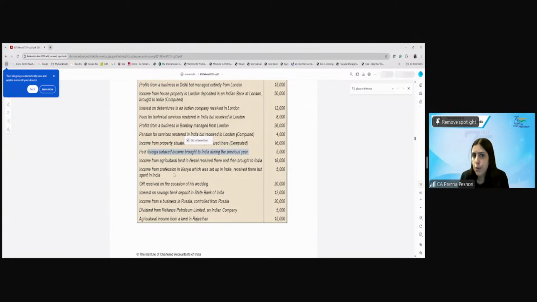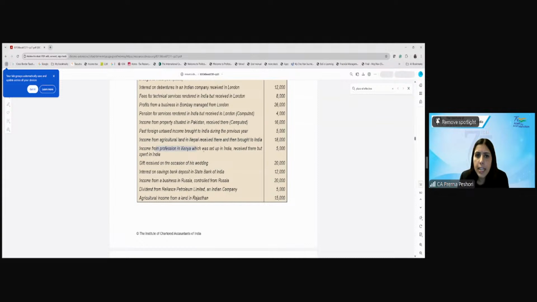Even for resident, it will not be taxable because this is past foreign income. Yes. Like, when I was a non-resident, I might have earned this income, so this will not be taxable even for resident. Income from agricultural land in Nepal received there and brought to India. For resident taxable, others not taxable.